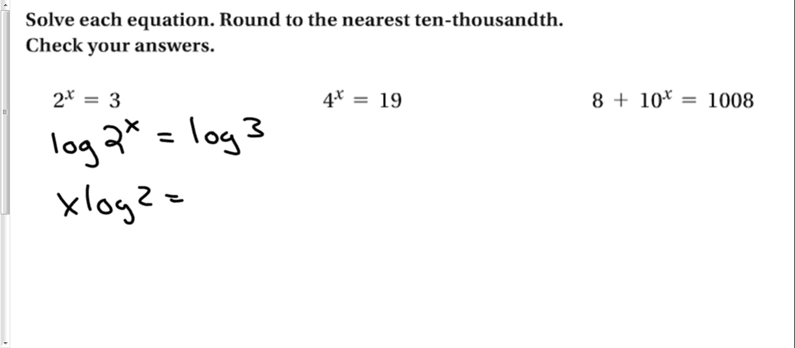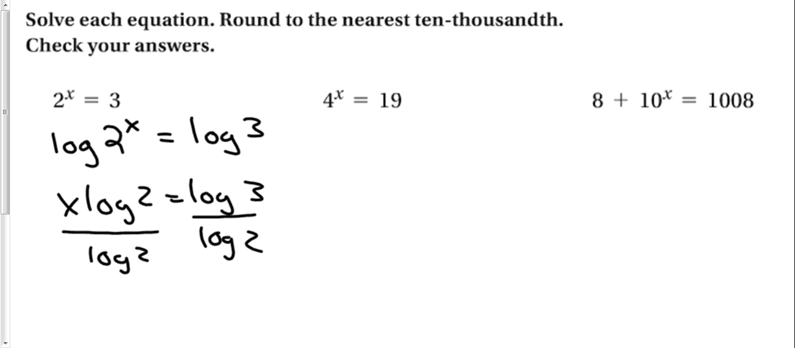x log 2 equals log of 3. And now I can divide both sides by the log of 2. Log 2's cancel out. X is equal to log of 3 divided by log of 2. And the answer is 1.58, about.